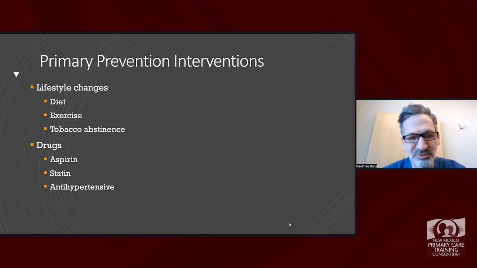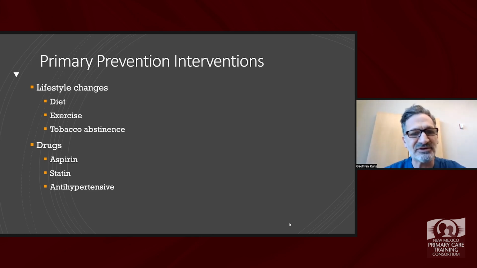And we'll go into a little bit more detail about that in a few slides later. And then the big one where you probably have the most bang for your buck for counseling is tobacco abstinence, getting people to not start smoking or really using any tobacco products. And then probably the most impactful thing you can do is get someone to quit smoking. That has a greater effect on their overall lifetime cardiovascular risk than anything else that you can do for them.